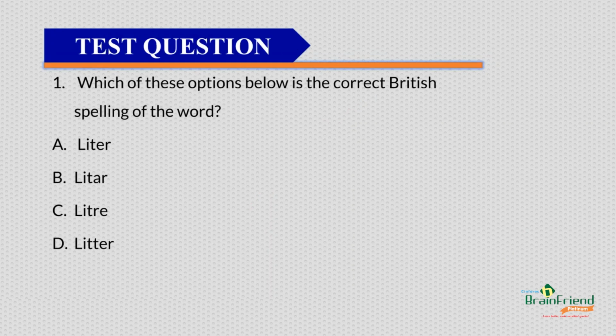It's question time. Question 1. Which of these options below is the correct British spelling of the word liter? Option A, L-I-T-E-R. Option B, L-I-T-A-R. Option C, L-I-T-R-E. Or option D, L-I-T-E-R. The correct answer is option C, L-I-T-R-E.